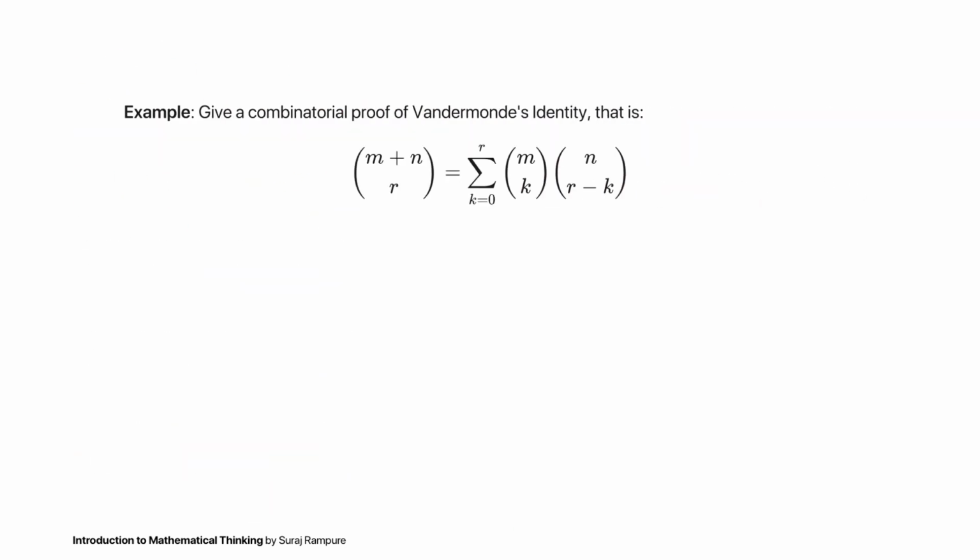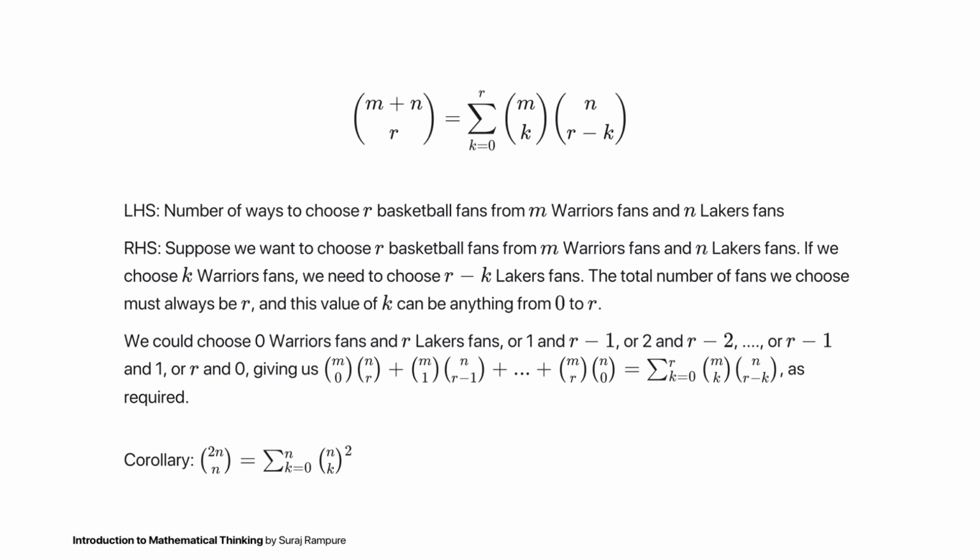Okay. So I want you to try an example on your own. So give a combinatorial proof for Vandermonde's identity, which states that m plus n choose r is equal to the sum of k going from 0 to r of m choose k times n choose r minus k. So let's stick with the example that we have m Warriors fans and n Lakers fans, okay? So our left-hand side is the number of ways we can choose r of them, right?